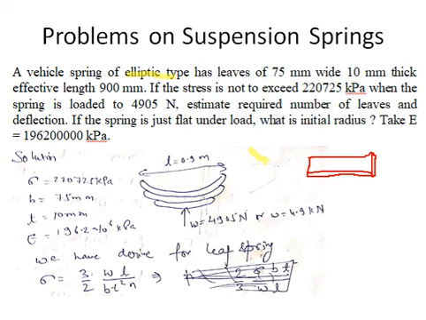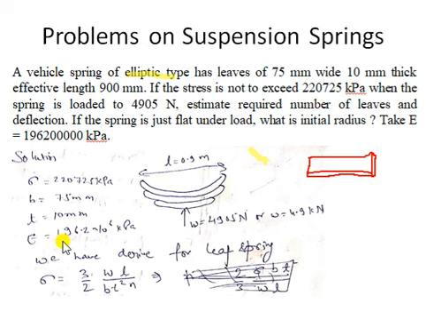Now, first you need to understand the physics of this problem. To understand the physics, we need to draw the diagram. So I have randomly drawn an elliptic leaf spring having some basic dimensions or parameters given in the problem, and then I'll list out the variables given to me. Sigma, the maximum permissible bending stress, is given to me: 220,725. B, I'm assuming, is the width of the blade, which is 75 mm, the thickness of the blade is 10 mm, and E, the modulus of elasticity, is given to me. It is 196.2 into 10 to the power 6 kilopascal.